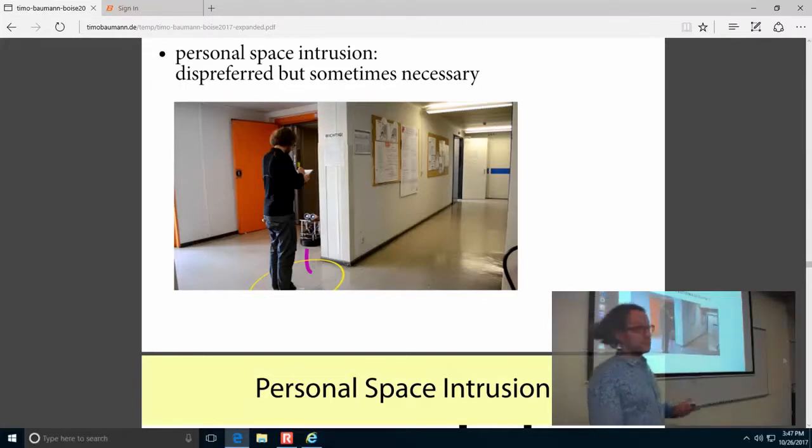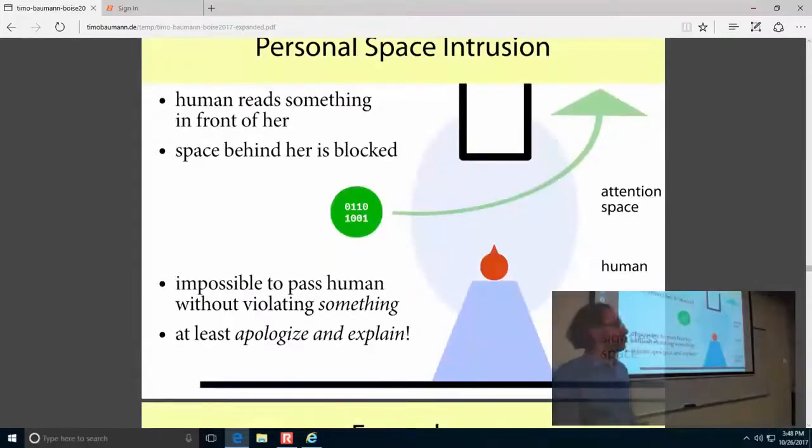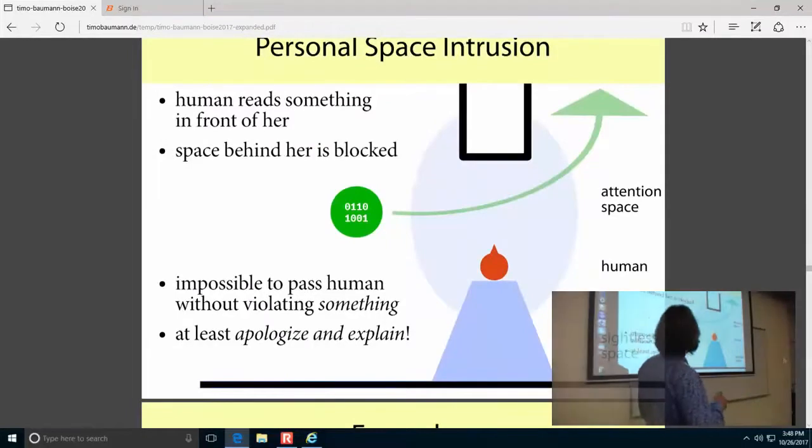So personal space intrusion is usually something that robots avoid because it's not a good thing to do. But then again, in this situation highlighted here, there's actually no choice, right? The robot really needs to go here. There is no room behind. This is the personal space between me and this funny thing on the wall that I'm reading.